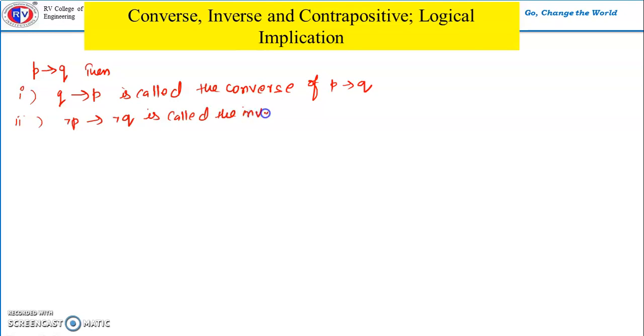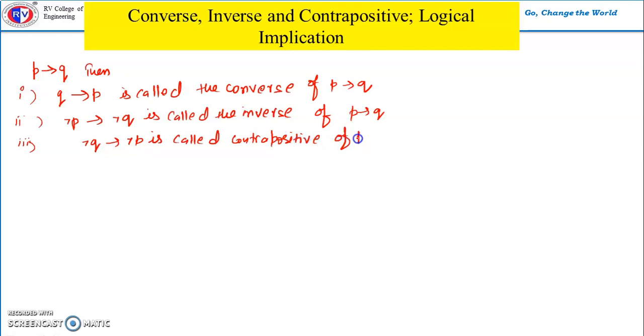the inverse of P implies Q, and negation of Q implies negation of P is called contrapositive of P implies Q. And then we have P implies Q. Okay, so we'll say a conditional means P implies Q and a contrapositive.